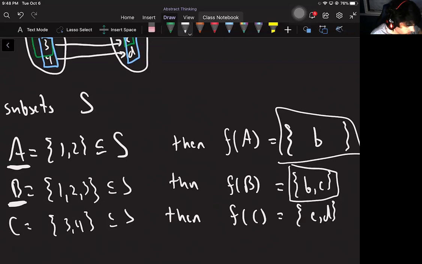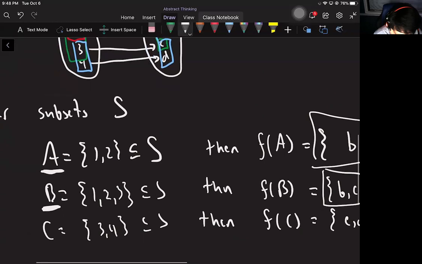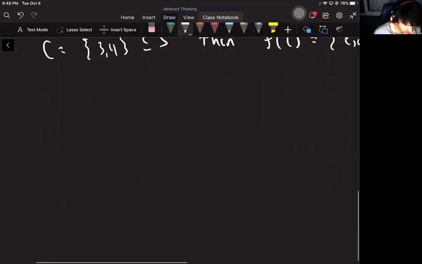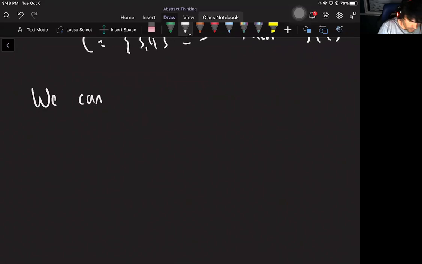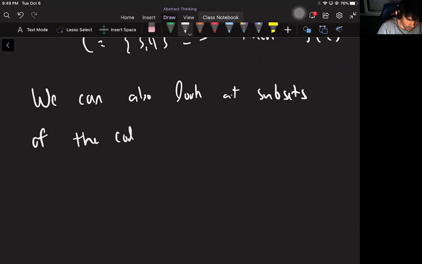Now we'll define these properly later, but that's the idea. Okay, so then the other thing we can do is think about where sets come from. So instead of looking at subsets of the domain, we can look at subsets of the codomain and sort of do the same game, but backwards.